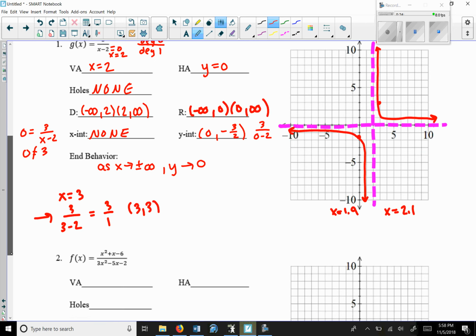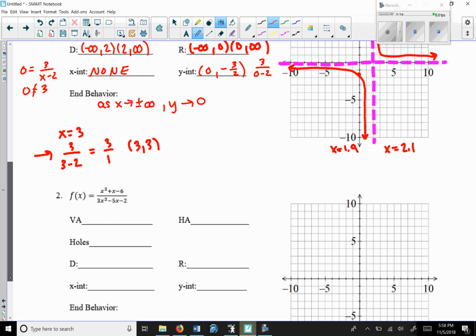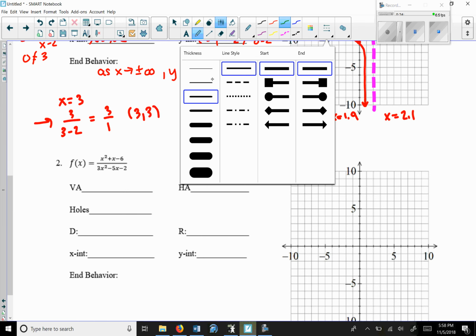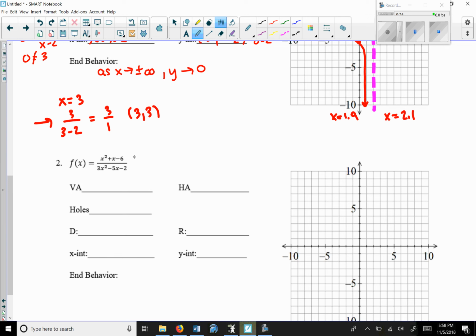Okay, so let's go ahead and take a look at the next graph, number 2. Looking at the next graph, again, the first thing you want to do is factor both your numerator and denominator. So let's go ahead and take a minute to do that.